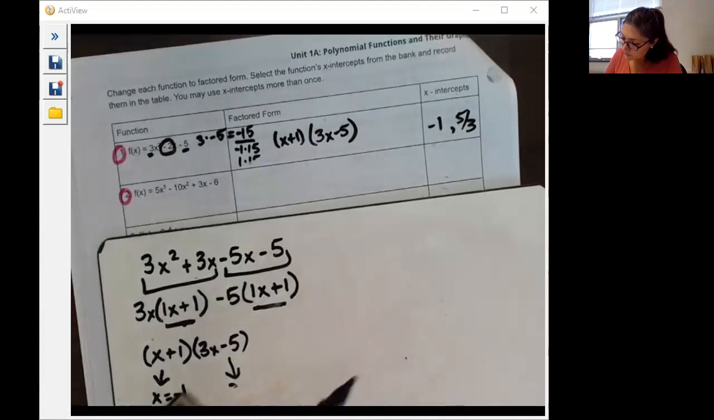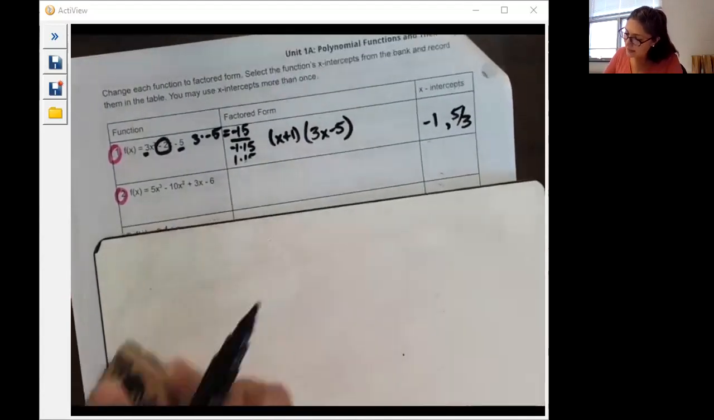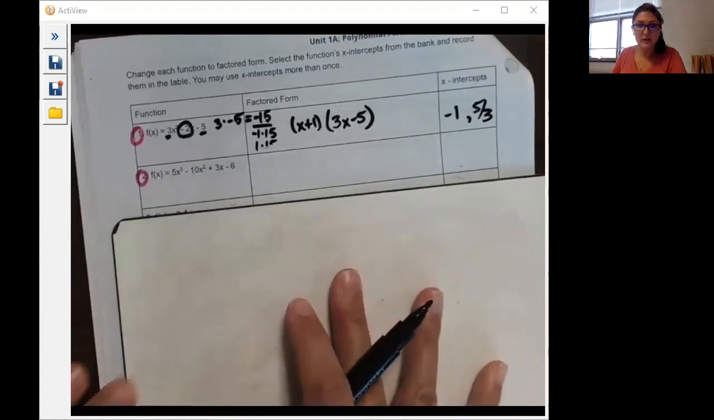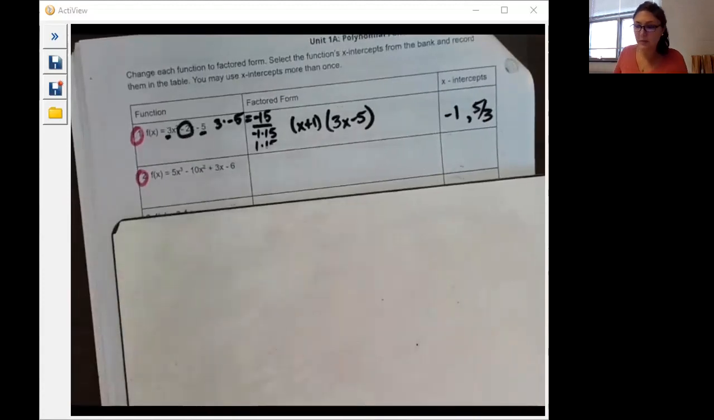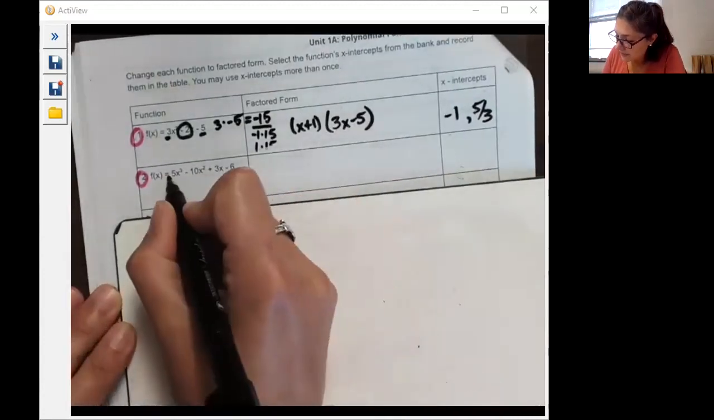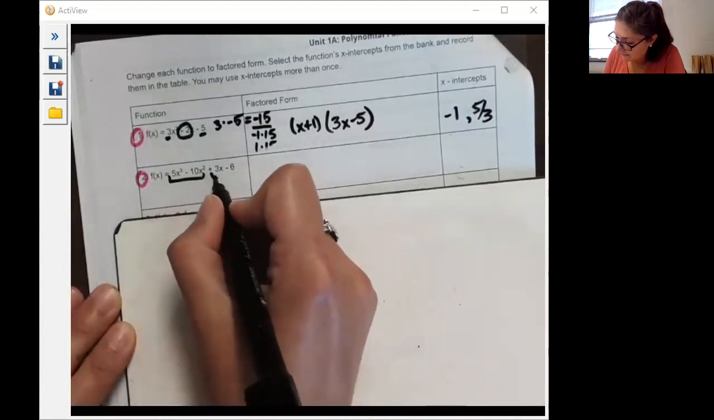Let's take a look at number 2. Number 2 has 4 terms, so that's a problem that we can handle. Again, I'm going to work on my sort of scratch paper here. If you need to work on scratch paper instead of the space in your packet, that's fine too. So we've got 4 terms, so I'm going to use grouping.